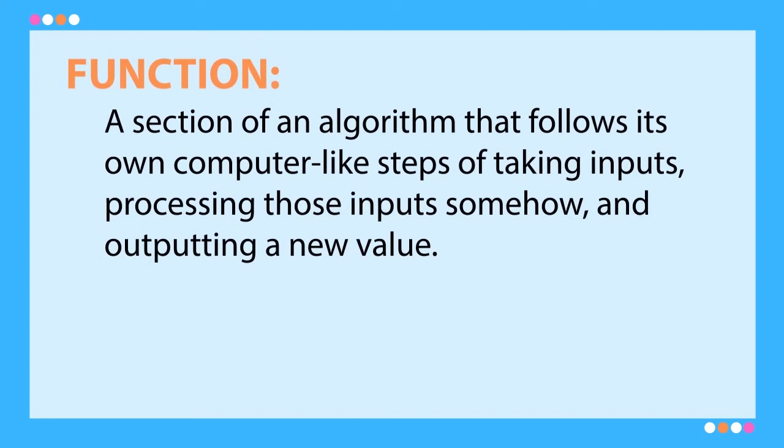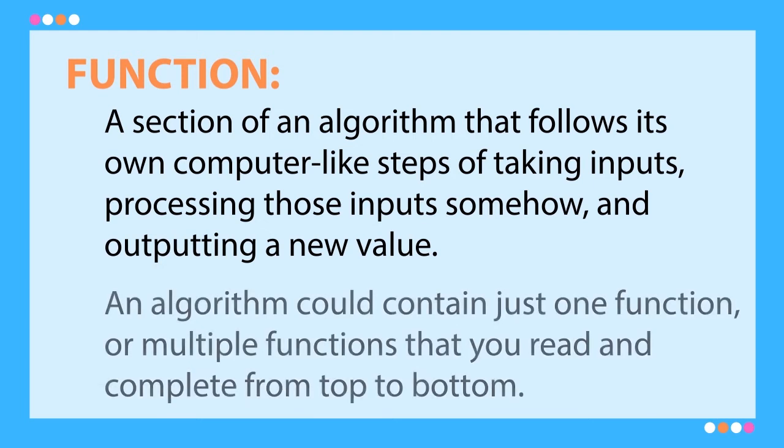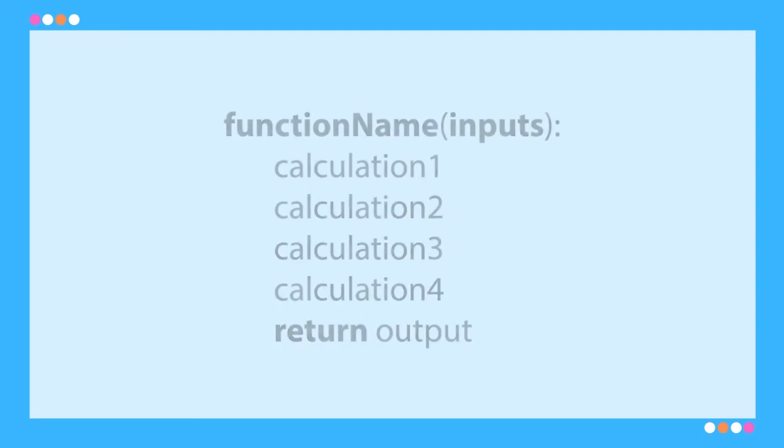A function is a section of an algorithm that follows its own computer-like steps of taking inputs, processing those inputs somehow, and outputting a new value. So one algorithm could contain just one function, or it could contain multiple functions that you read and complete from top to bottom. In Python, functions look like this.